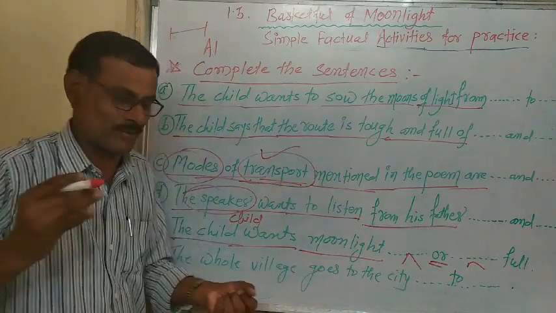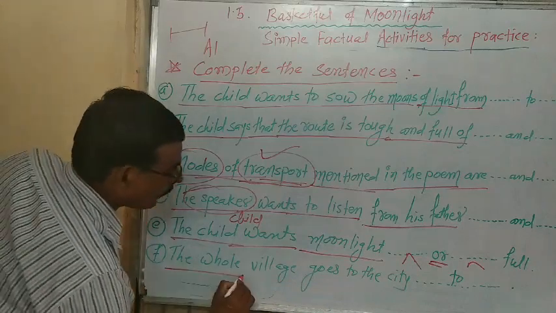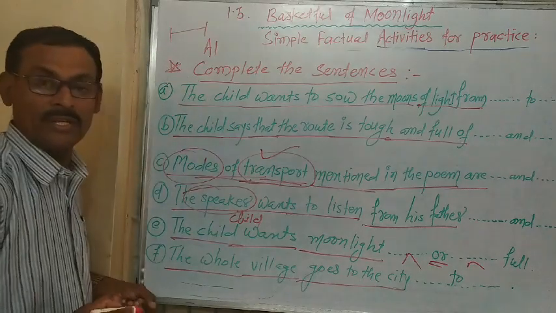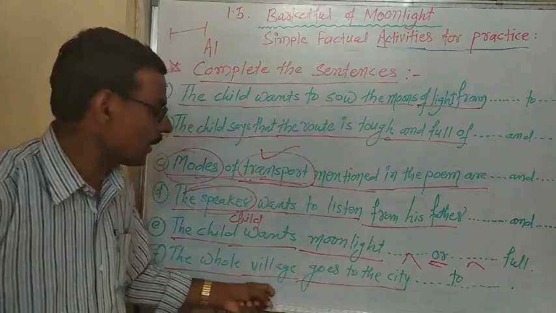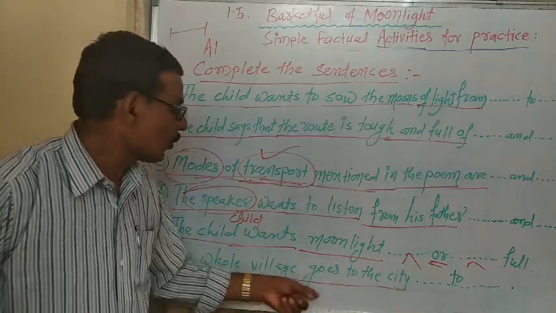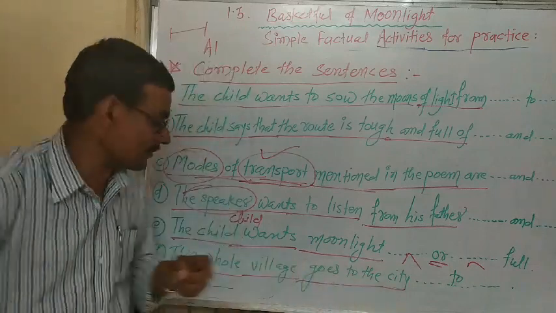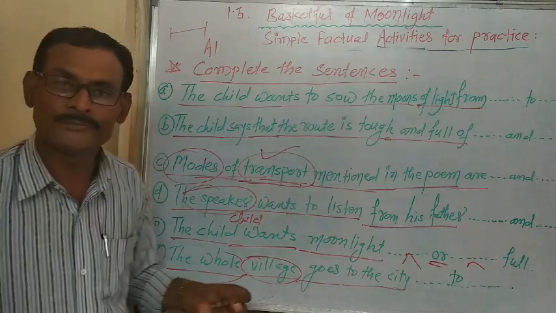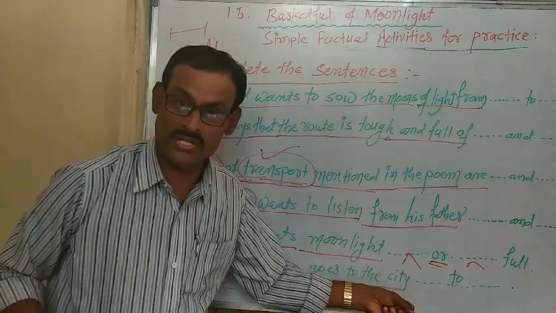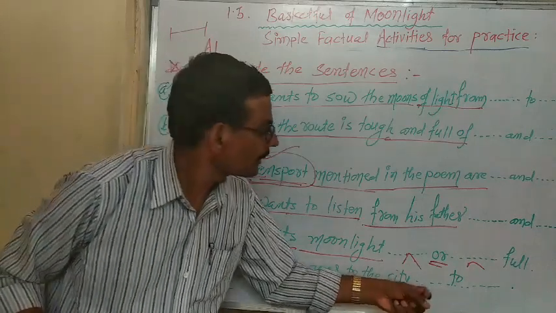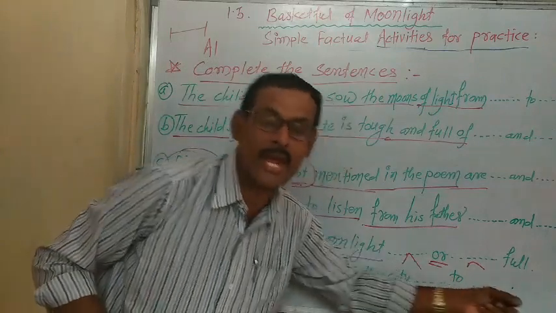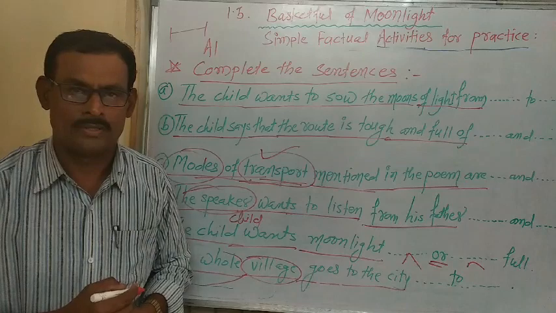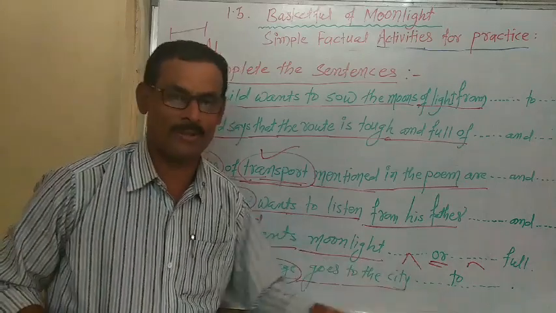Okay, next one. The whole village goes to the city. Whole village means all the villagers from that village. Goes to the city. Dash dash to dash dash. There is an answer in the poem.